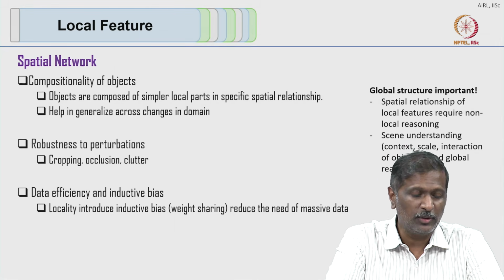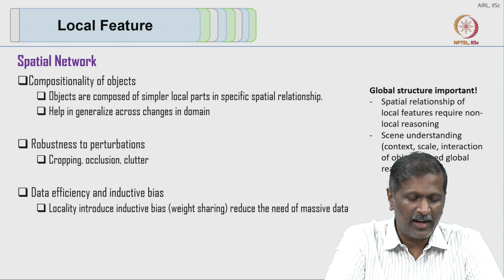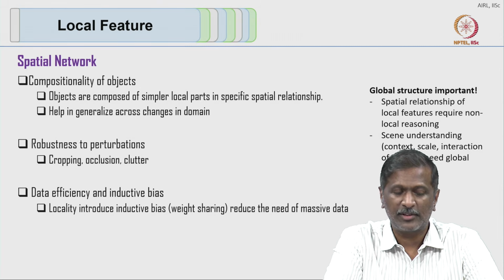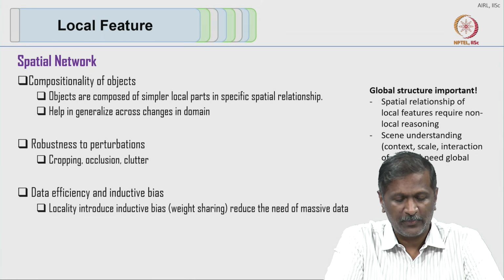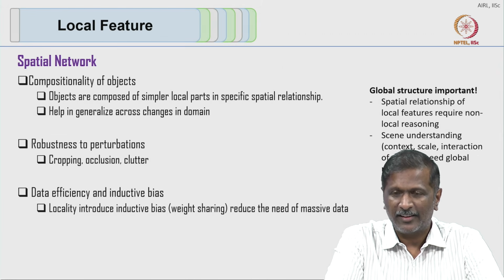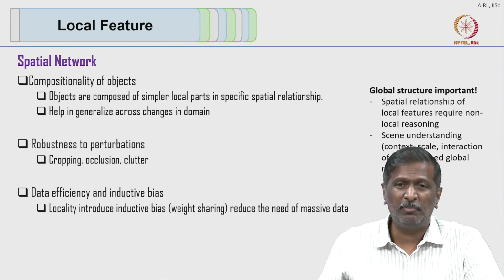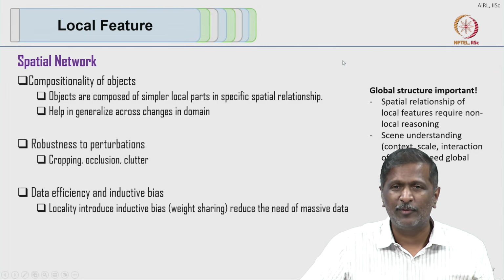And beyond robustness to perturbation, data efficiency and inductive biases come into the picture. Locality introduces an inductive bias. The weight sharing reduces the need for massive data. That's very important. I share the same weights for all the regions, so I don't need a massive number of weights.